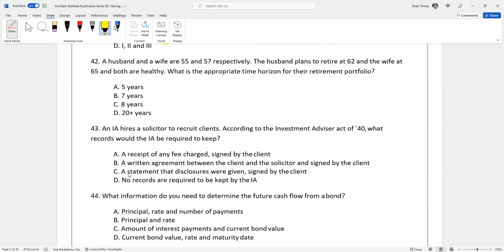A husband and wife are 55 and 57 respectively. The husband plans to retire at 62 and the wife at 65. Both are healthy. What is the appropriate time horizon? Be careful here. It's not about their time horizon to retirement.